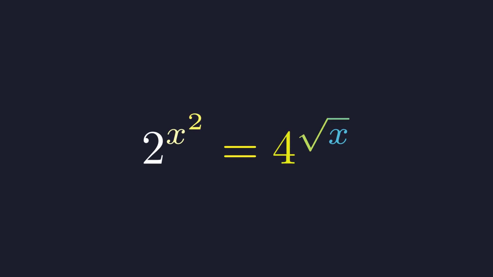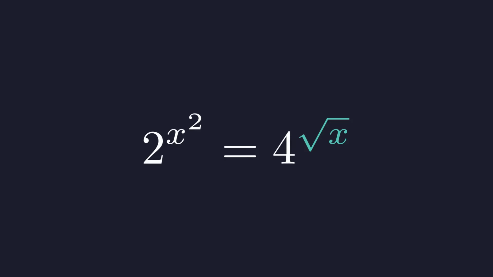What if I told you this equation has a solution hiding in plain sight? 2 to the power of x squared equals 4 to the power of square root of x. It looks intimidating, but there's an elegant path through this that reveals something beautiful about exponential equations.